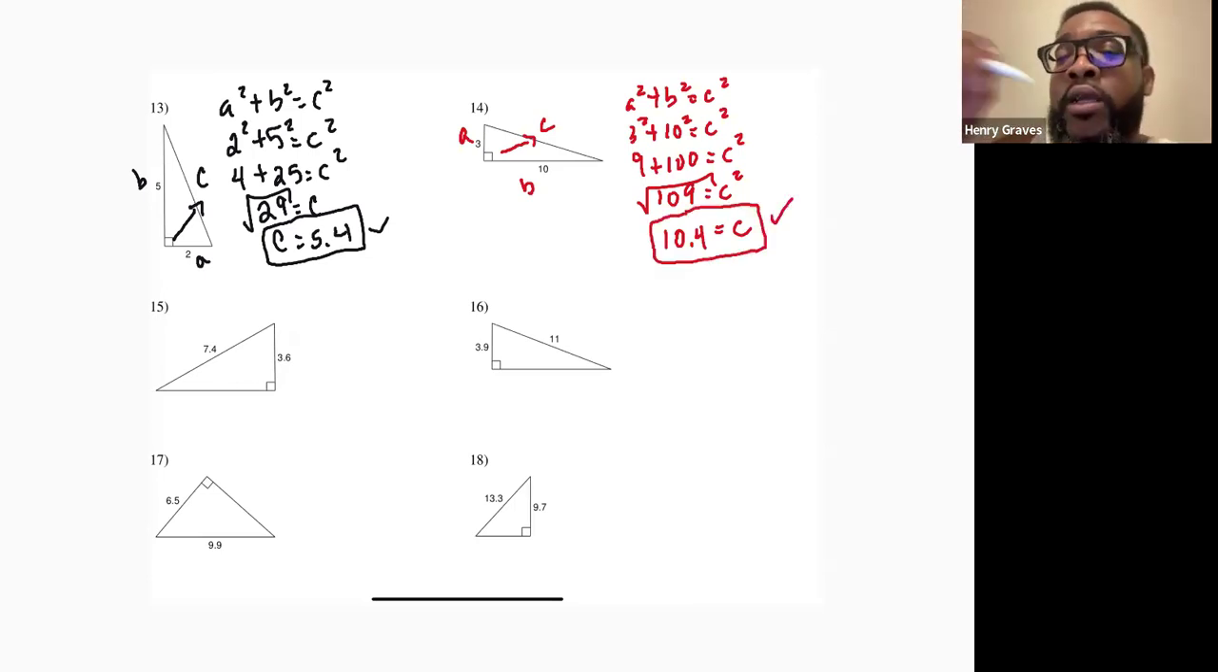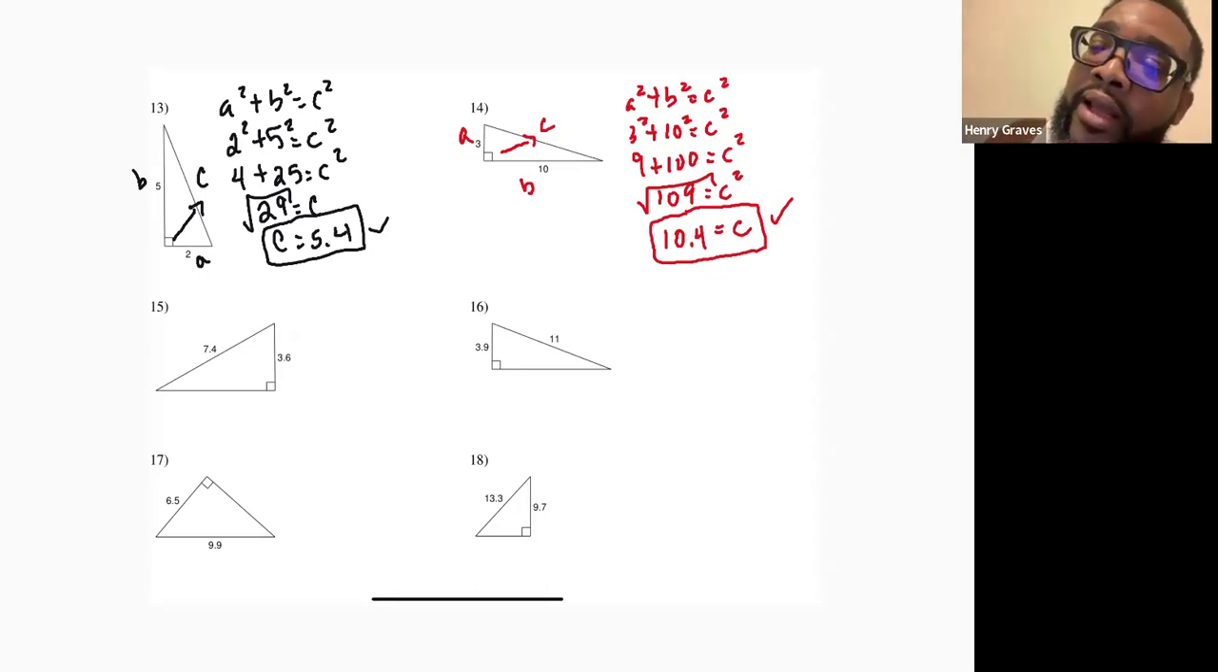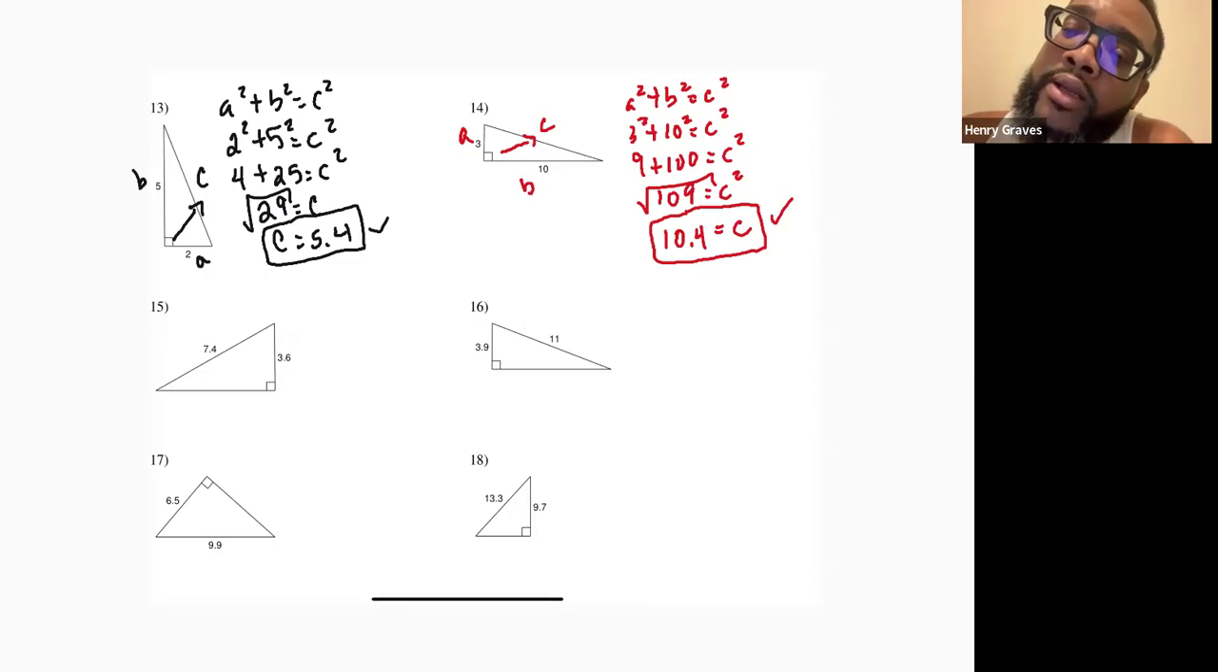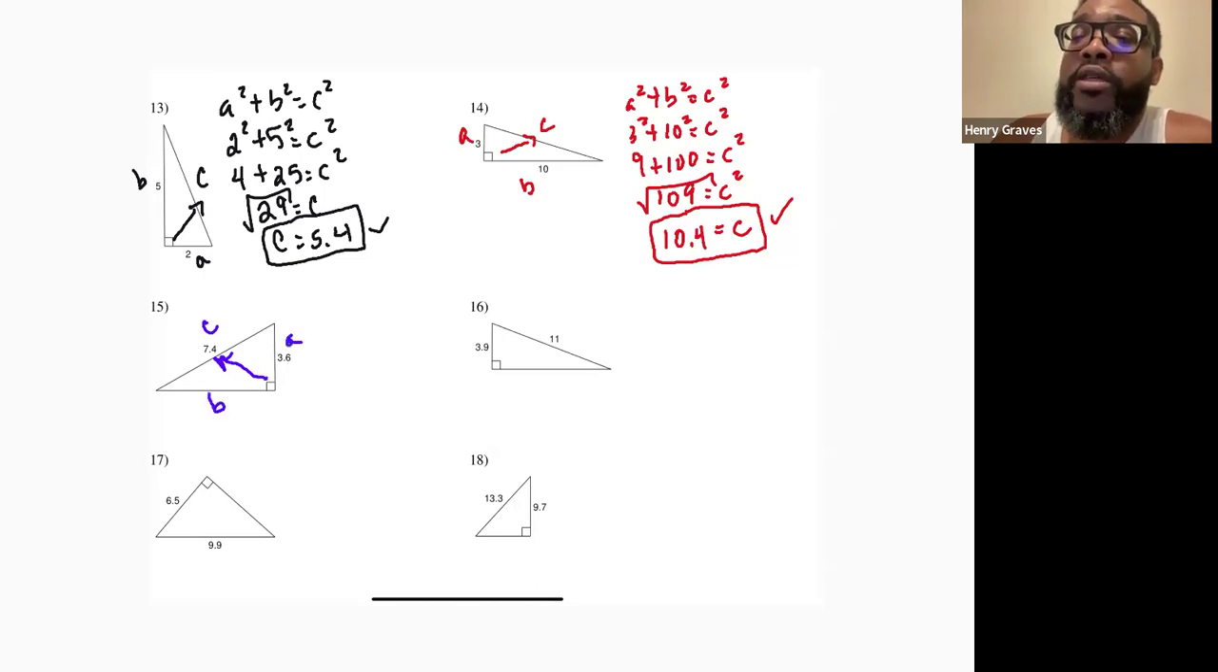Okay, on number 15, involves decimals. In fact, 15 and 16, that's interesting. Oh, okay, good. All right, now they fixed it. So on 15, we have to actually find the leg. This is my C, because this is directly across. And this is going to be my A. So this is my B I'm trying to find on 15. So I'm going to have A squared plus B squared equal to C squared. That's going to be 3.6 squared plus B squared is equal to 7.4 squared.